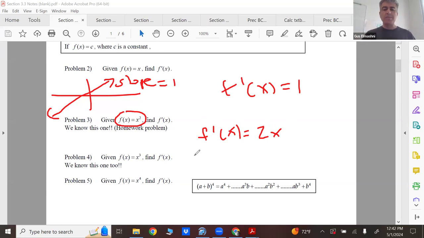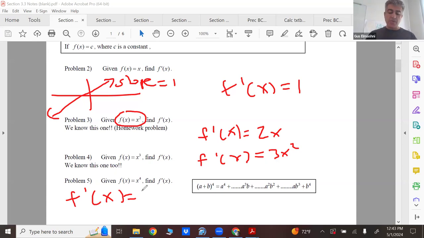You guys remember x cubed? And are you guys seeing a pattern? No. The Pascal's triangle there is only for if you wanted to expand the whole thing. You get 4x cubed in this case, right?